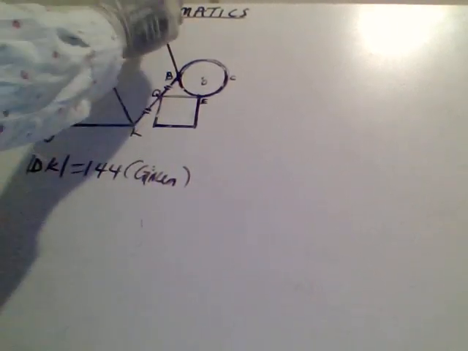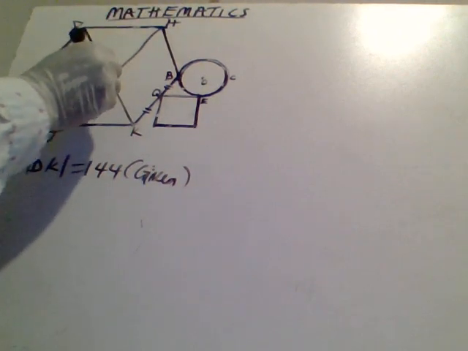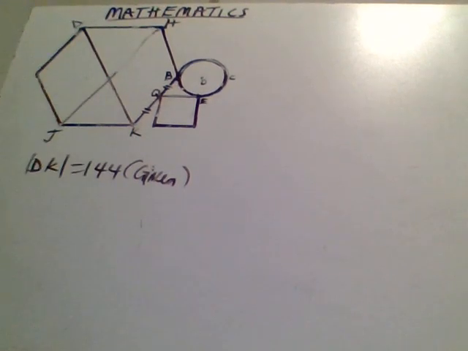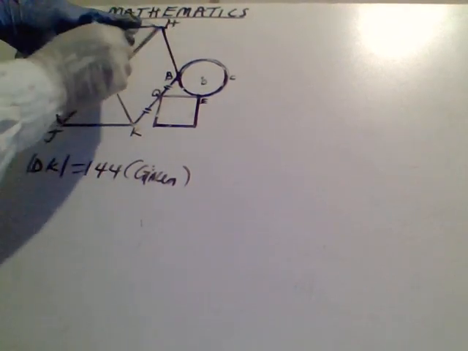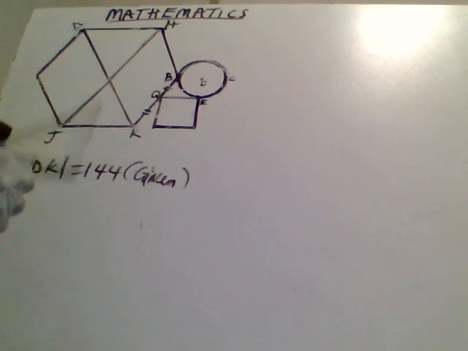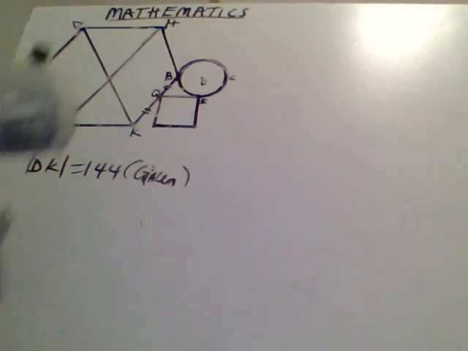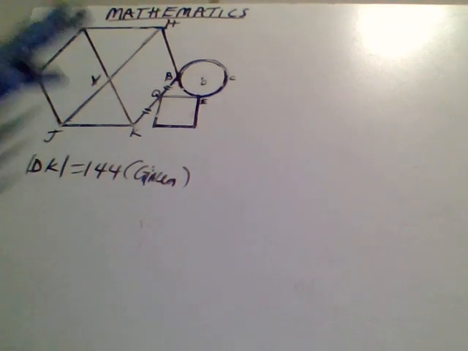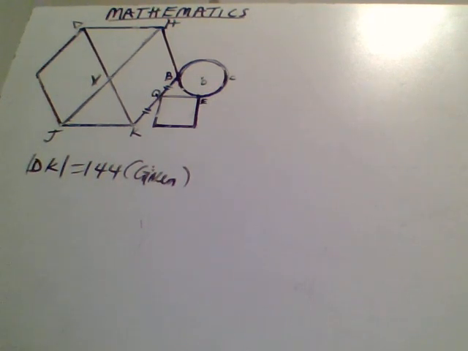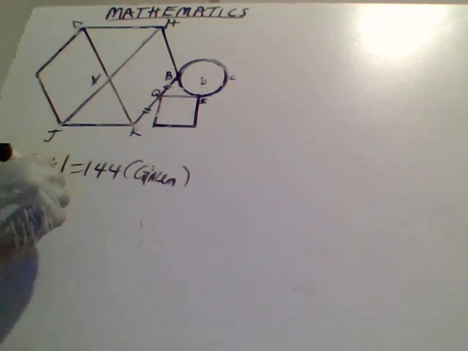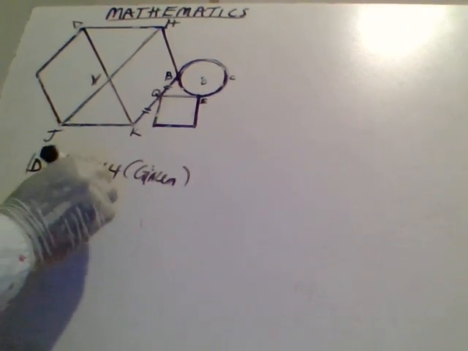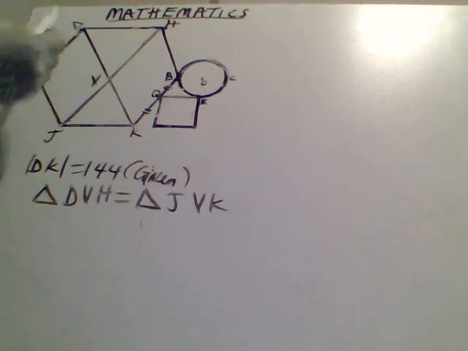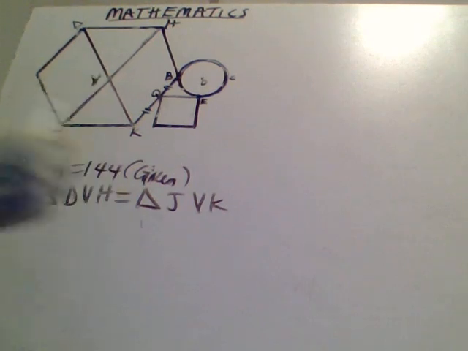Let's join HK. I'm using a free hand, so this is supposed to be a straight line. Once we have done that, the next thing we have to do is to call here V. I didn't draw it to scale, but when drawn to scale, you will see that triangle DVH is equal to triangle JVK.